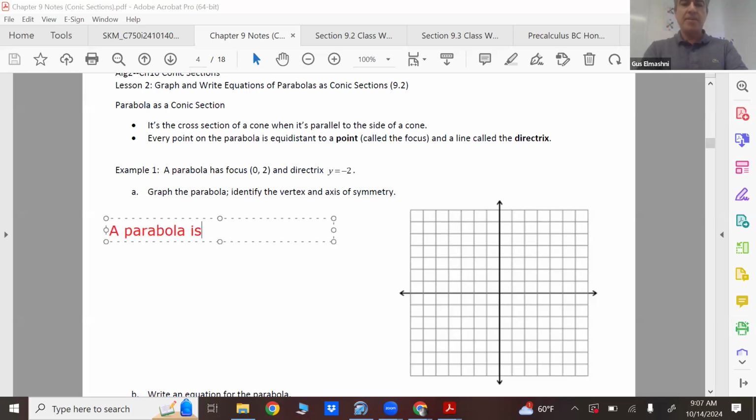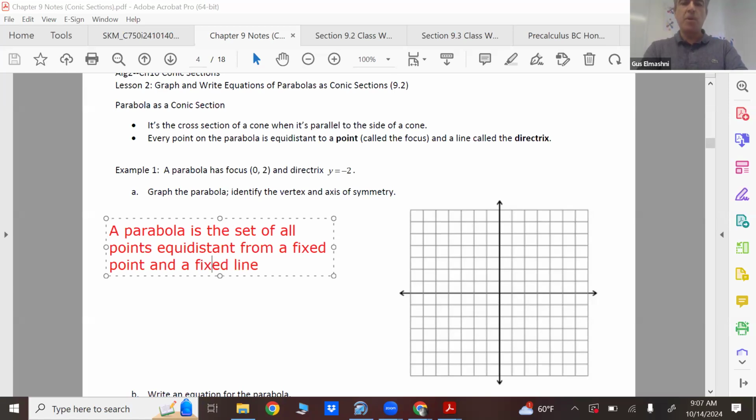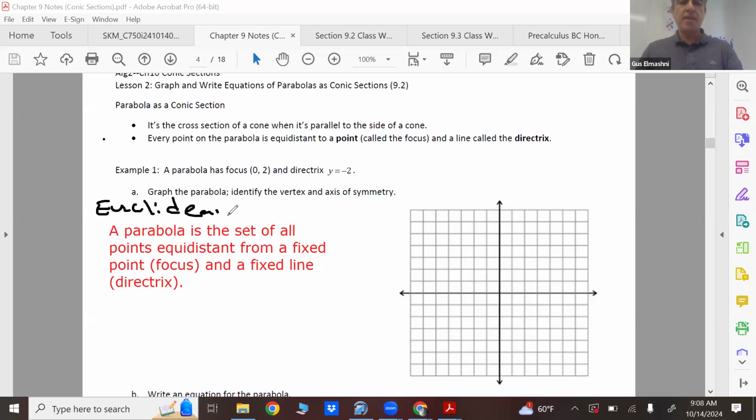A parabola is a set of all points equidistant from a fixed point and a fixed line. The fixed point we call the focus. The fixed line we call the directrix. Kind of a funny name. Okay, that's the Euclidean definition of a parabola. And I'll show you the derivation. It's a little bit of a funny derivation.